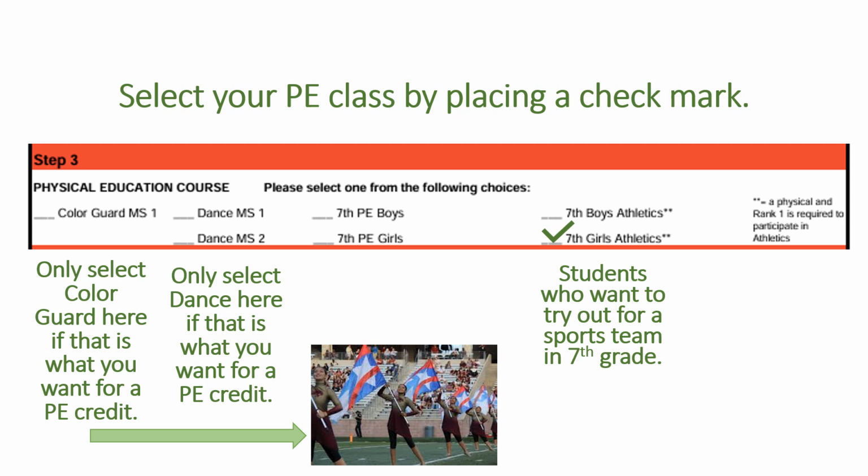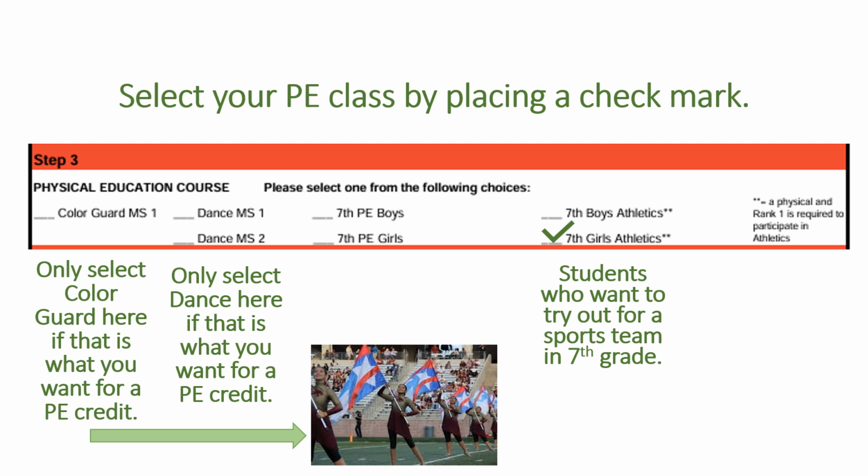There is athletics. So if you are in pre-athletics right now and you want to still try out for sports in 7th grade and compete, you will select one of the athletics for boys or girls. You will have to complete a physical and rank 1 forms. All this will be provided to you by the coaches before next year.